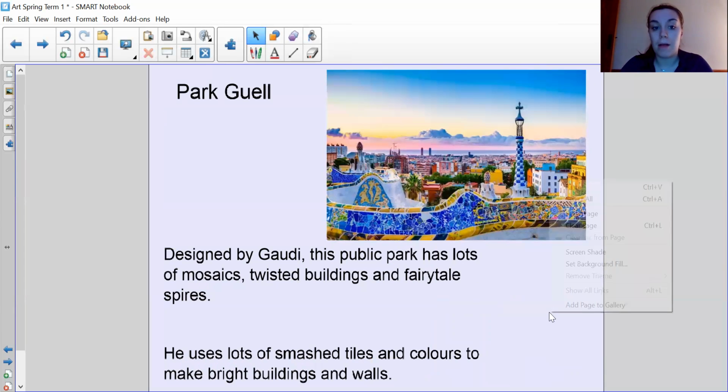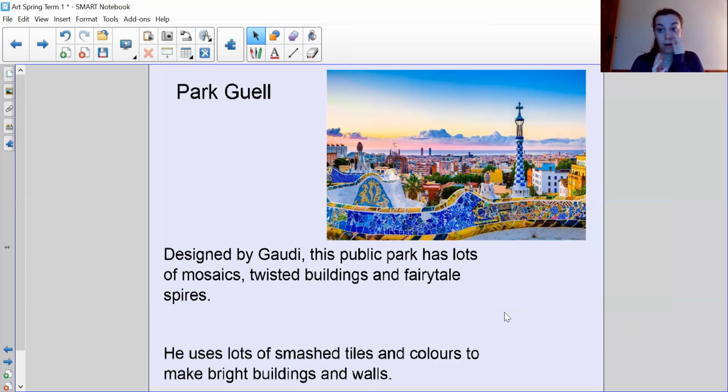Park Güell, so this is the park I was talking about earlier. It was designed by Gaudi. This public park, so you can go and visit, I've been, it's absolutely wonderful, has lots of mosaics and twisted buildings and fairy tale spires. He used lots of smashed tiles and colours to create these beautiful buildings and walls.